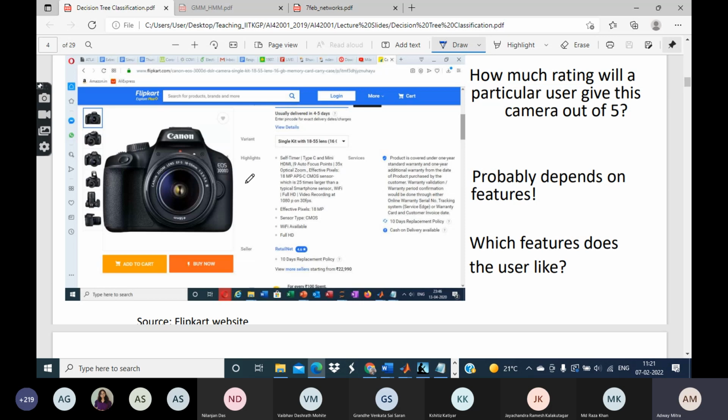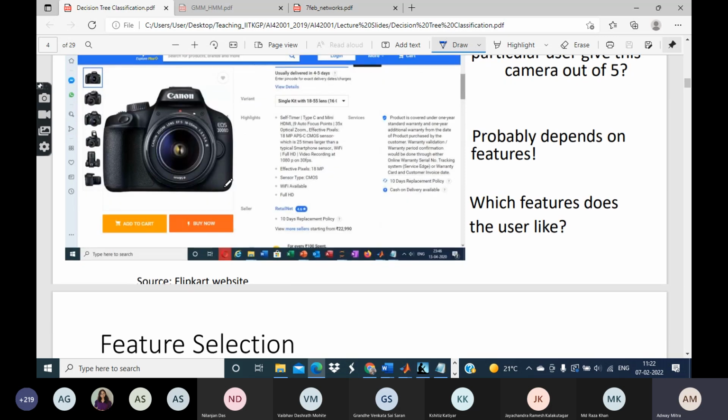It's possible that I want high resolution cameras, but I also want them cheap. So I may prefer a 20 megapixel camera, but if it costs me some 12,000 rupees, then I don't want it. Rather, I would go for a 10 megapixel camera which costs 5,000 rupees. So there may be a complex interplay between different features when I am giving the rating.